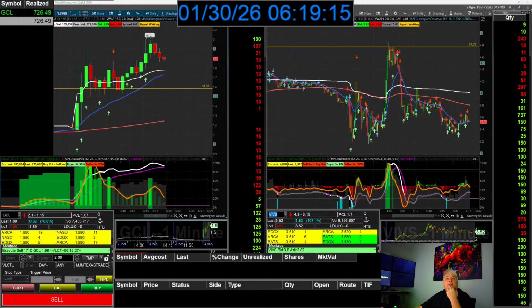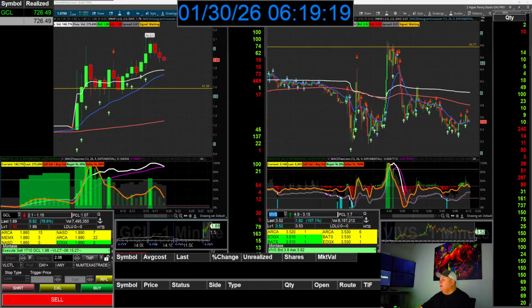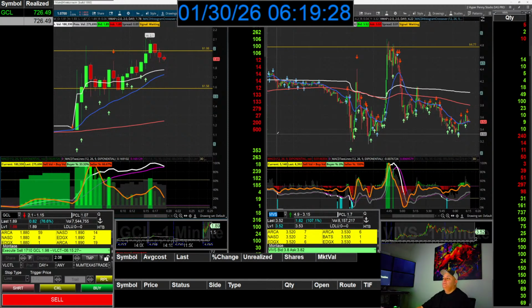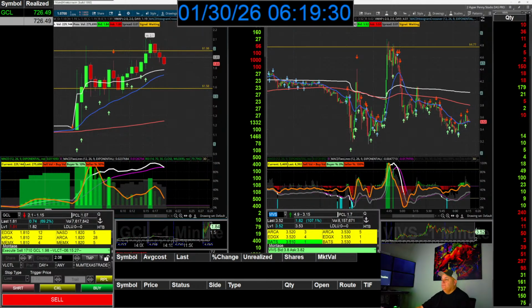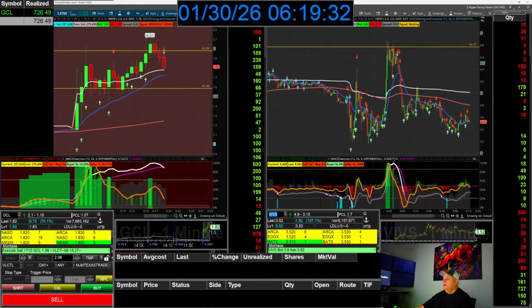Oh man, what does this thing say here? I got out, I think it's $1.98. I didn't get out at 2.10. I'll mark it on the chart right here. That's where I got out. There we go. We got to bounce off the VWAP.